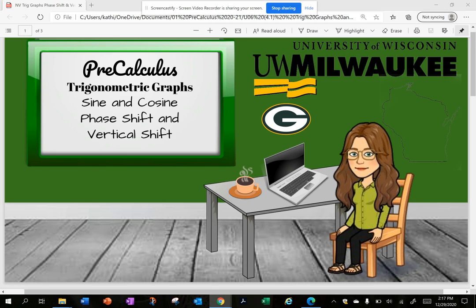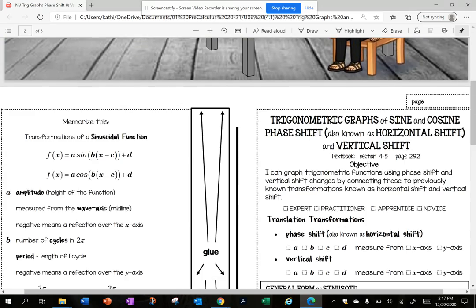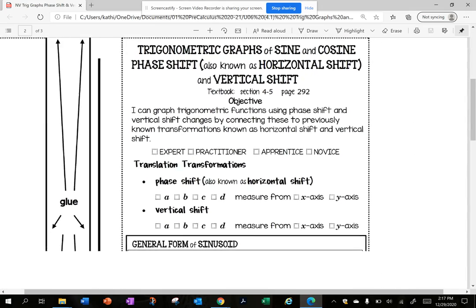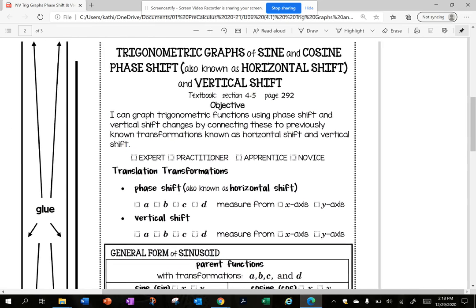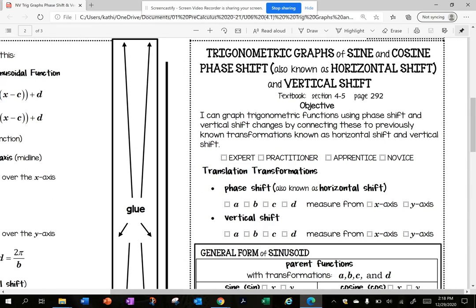Today's lesson is on trigonometric graphs, sine and cosine, and today we'll be talking about phase shift and vertical shift. So let's start with the learning objective. My learning objective is I can graph trigonometric functions using phase shift and vertical shift changes by connecting these to previously known transformations known as horizontal shift and vertical shift.